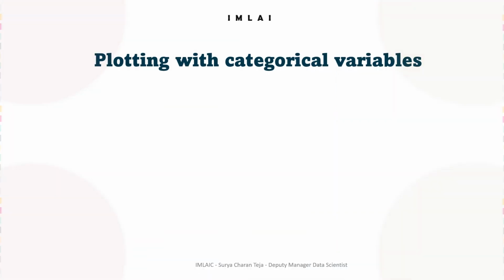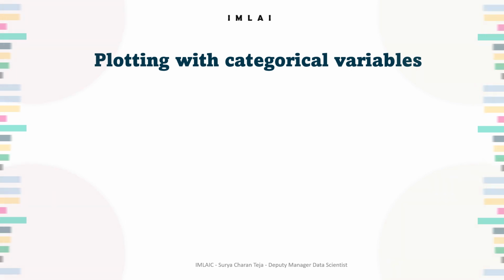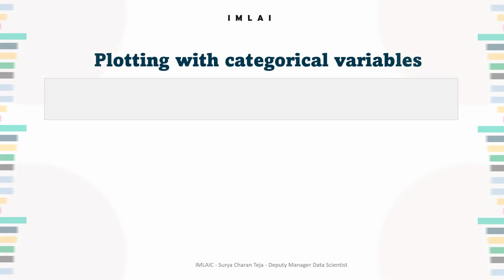Now let's do plotting with categorical variables. Of course, we have done plotting using categorical variables in our previous module. Again, I'm telling the difference is there: I have used object oriented style, but here I am going to use plot style. Clear? Okay, so now let's look into the plotting with categorical variables.